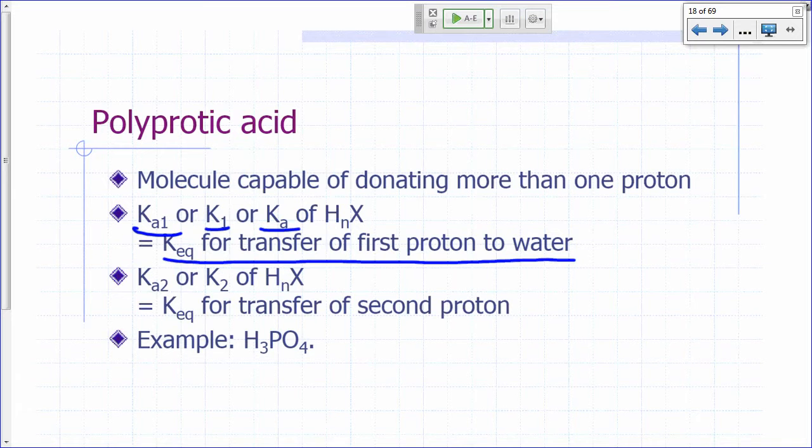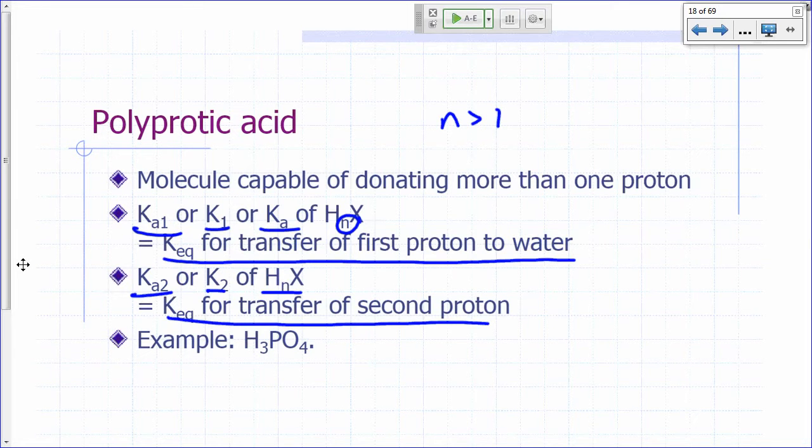Once you get the conjugate base, if that conjugate base can still transfer another proton, the Ka for that is also known as the Ka2 of the original acid. So Ka2 or K2 of HnX, where n is greater than 1, would be the KEQ for the transfer of the second proton.